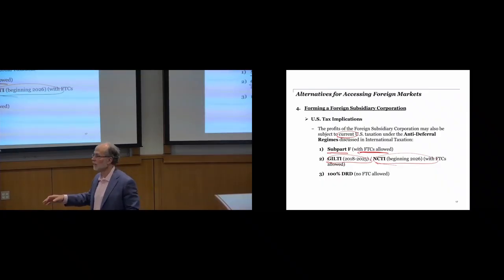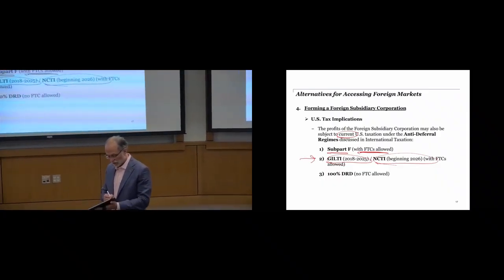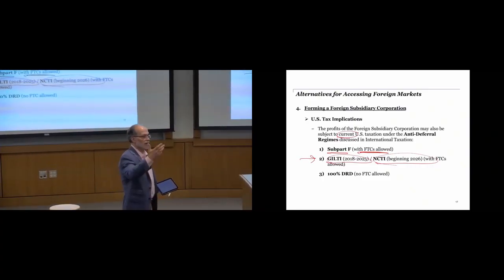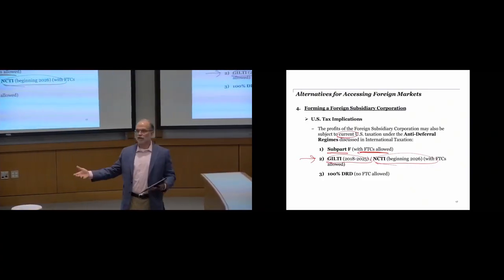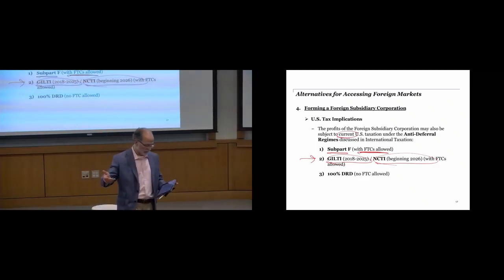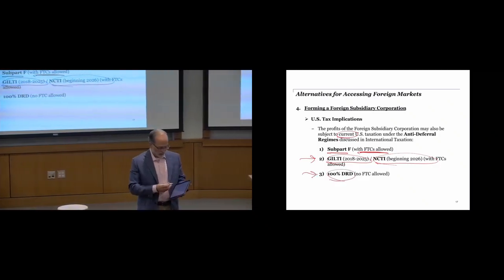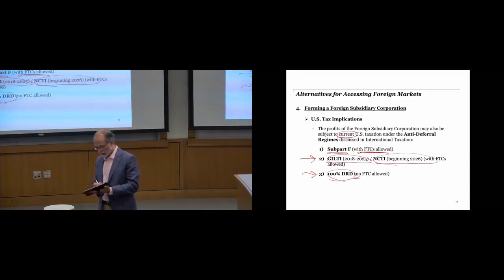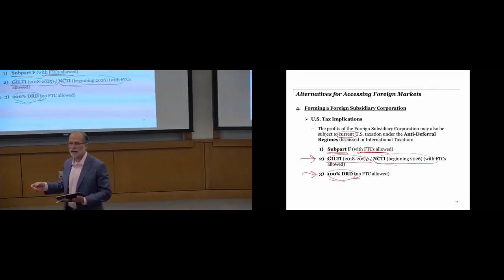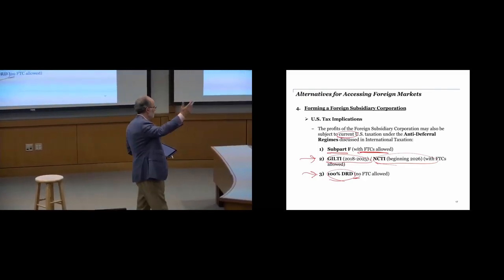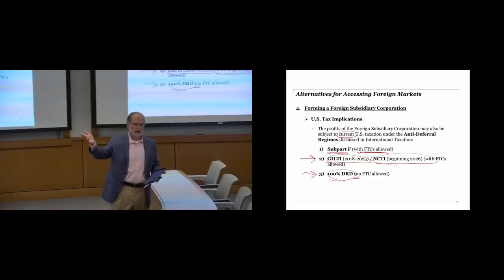That is the big catch-all, right? GILTI collected a lot of the remaining income and taxed it. Even more of it will be taxed under NCTI, right? If we have anything left over, that gets a 100% dividends received deduction, and obviously no FTC is allowed. If we're not taxing the dividend from the foreign subsidiary in the United States when and if distributed, then we're not going to give any foreign tax credit associated with it.